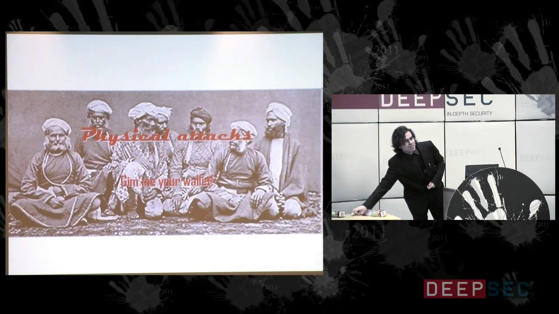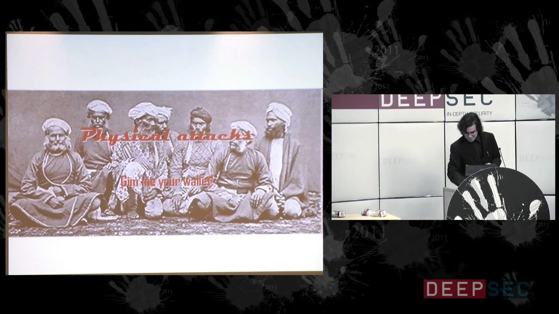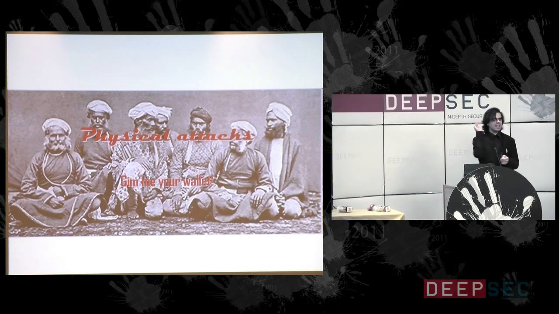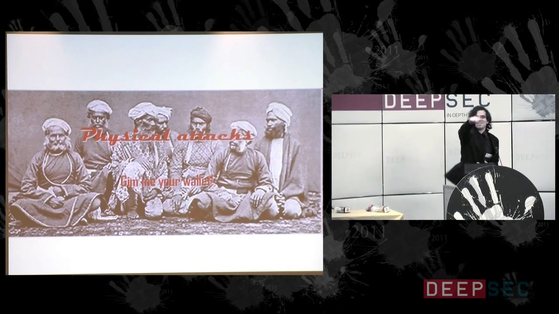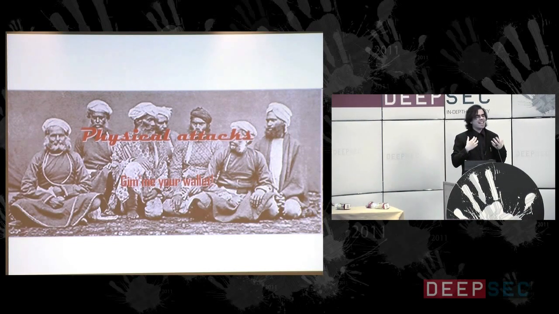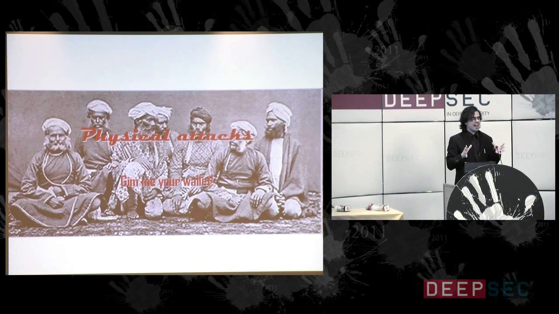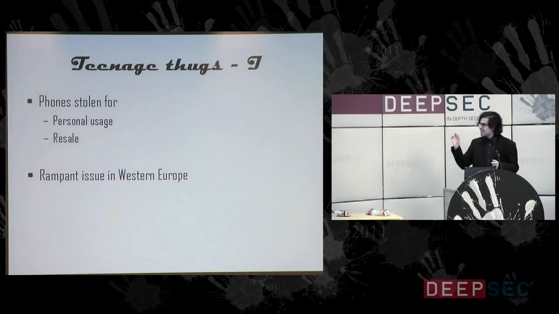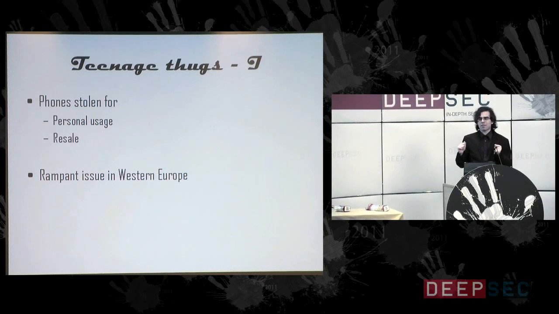Who knows who these people are? They are the Thuggee clan of India, who, when the Brits were still owning India, they essentially did what I'm doing to you right now, but they didn't give you things, but they took things away. And in British English, still today, a thug is somebody who you don't want to meet for a drink. And cell phones, they are stolen by two groups, by the teenage thugs, basically people like me, but 5 years younger. They steal them for personal usage and for resale.